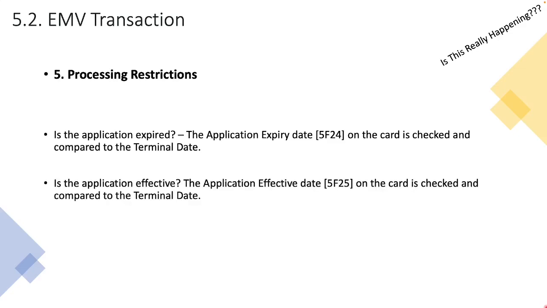Okay, is the application effective? So basically what we're saying is, let's have a look at the application effective date tag on the card, tag 5F25, and let's compare it to the terminal date, right? Let's see whether the date is before the effective date of the application, or indeed whether it's after the application effective date, which will make it valid, right?